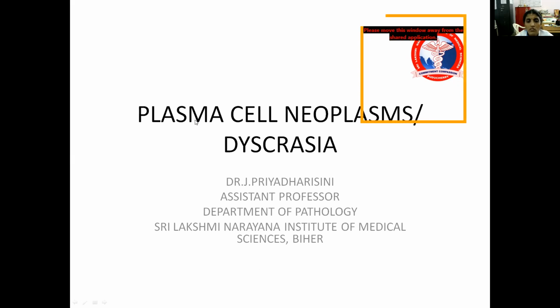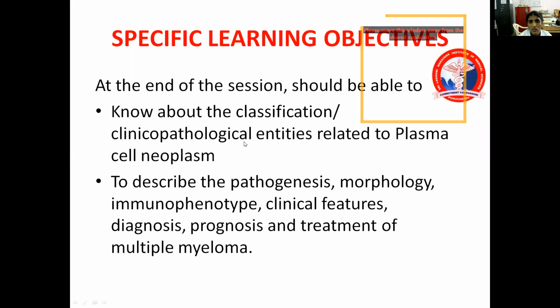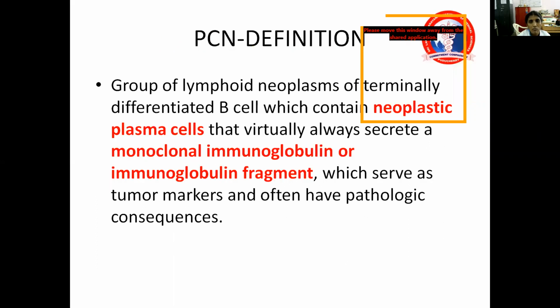Very good afternoon, everyone. Today we are going to discuss plasma cell neoplasms. In detail, we are going to discuss multiple myeloma. Today's specific learning objectives include that at the end of the session, you should be able to know about the classification and the different clinicopathological entities related to plasma cell neoplasm. You should also be able to describe the pathogenesis, morphology, immunophenotyping, clinical features, diagnosis, prognosis, and treatment of multiple myeloma. So we'll see each one by one.